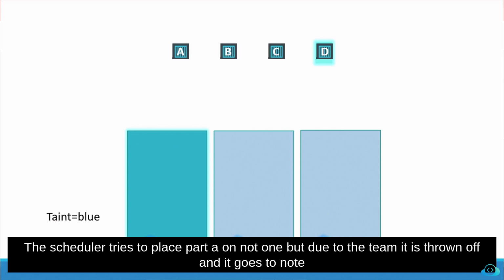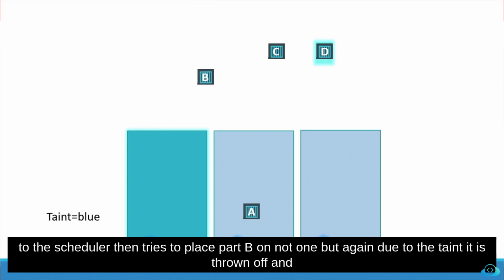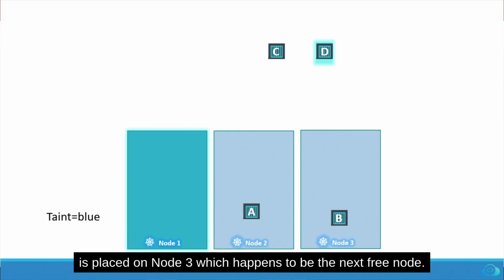The scheduler tries to place pod A on node 1, but due to the taint, it is thrown off and it goes to node 2. The scheduler then tries to place pod B on node 1, but again due to the taint, it is thrown off and is placed on node 3, which happens to be the next free node.